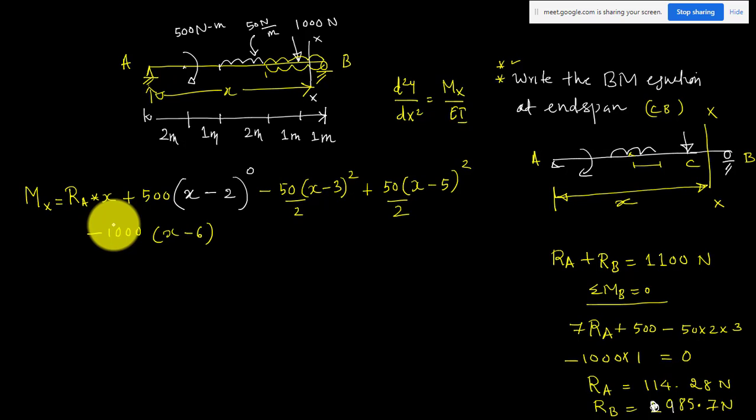Okay, so here the RA value is 114, so you can replace this RA with 114.28. So this is your equation for the moment in the n span. Okay, n span, your equation for the moment is this. Only the thing is you have to write the moment equation like this if we have a concentrated moment, we have to write in this form.